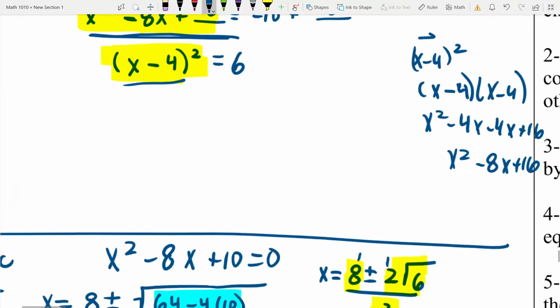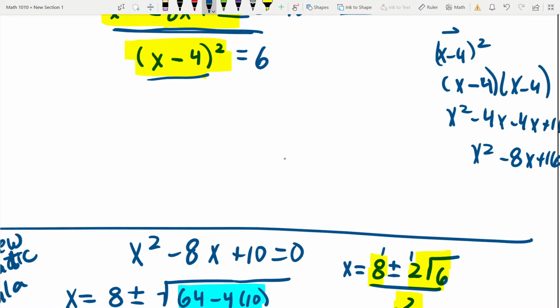Great. Now, I don't want that squared anymore. So to get rid of squared, I square root both sides. So everybody do that. So now I have x minus 4 equals, if you're the one that takes the square root, you guys, what comes right after the equal sign? Plus or minus. Thank you, Miranda. Plus or minus, and then you have a square root of 6.